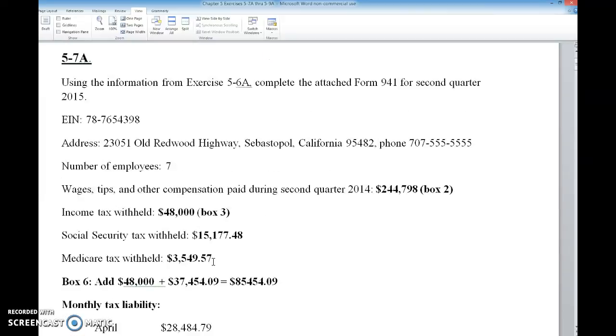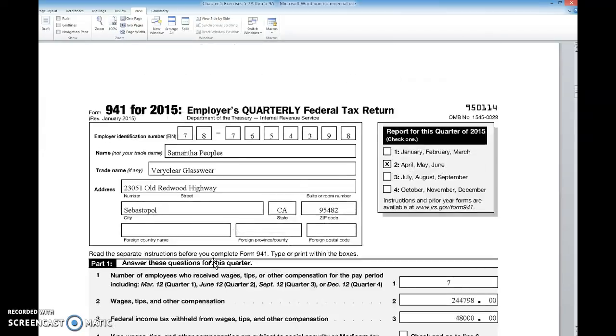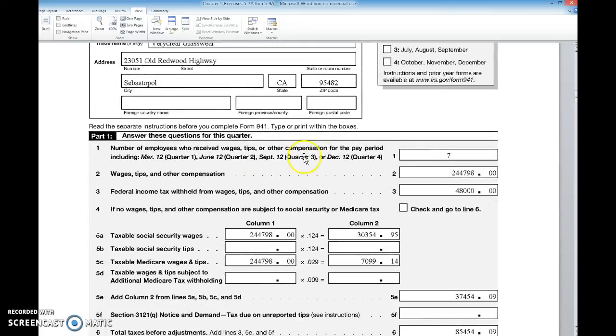So the first thing we need to do, if you scroll down to form 941, is put in the employer's identification number, the name of the company, the trade name if any, along with the address. And then we also need to report what quarter we are filling out in the boxes below. So in this example, we are doing quarter number 2. In part 1, we fill in the number of employees, which in this example is 7.